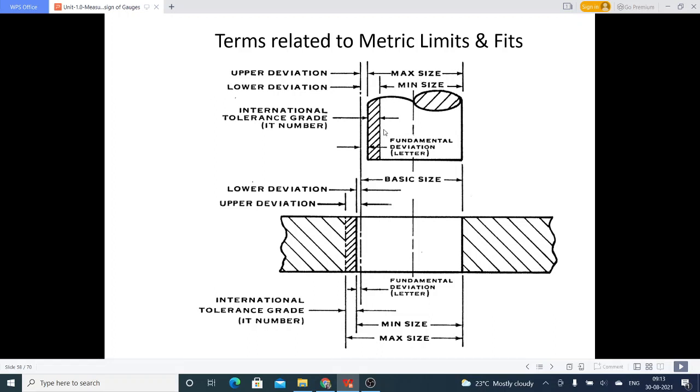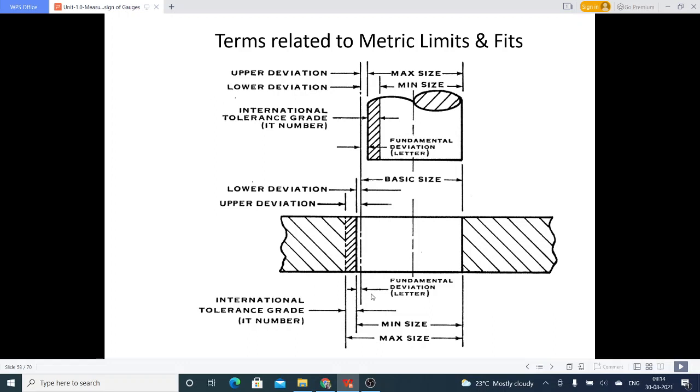Now for the shaft, the upper and lower deviation are the reverse of those for the hole. Upper deviation is the minimum distance from the basic size. So which is the minimum distance? The upper limit. So the distance between the upper limit of the shaft and the basic size is called the upper deviation, and the lower deviation is the distance between the basic size and the lower limit. Or simply keep in mind: the distance between the lower limit and basic size is called the lower deviation, and the distance between the upper limit and basic size is called the upper deviation, for the shaft as well as the hole.